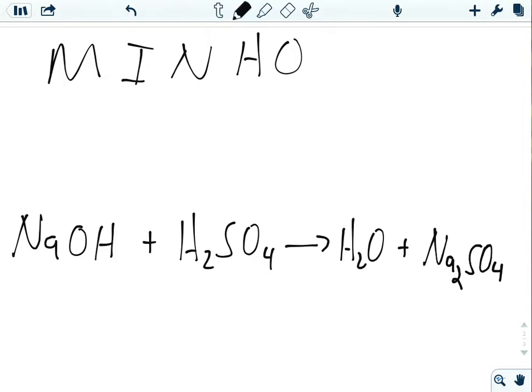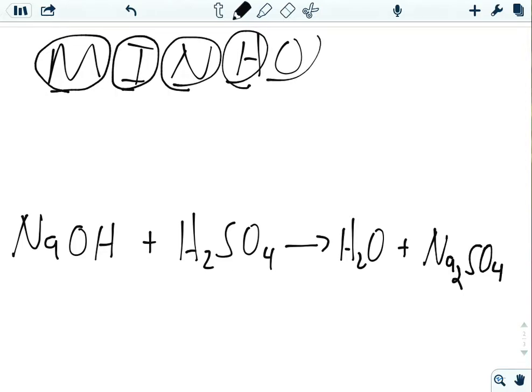The way that we balance, or the steps that we always balance, are the metals first, then the ions, then the nonmetals, then hydrogen, and then oxygen. So we're going to work this one out down here. We have sodium hydroxide reacting with sulfuric acid to produce water and sodium sulfate.